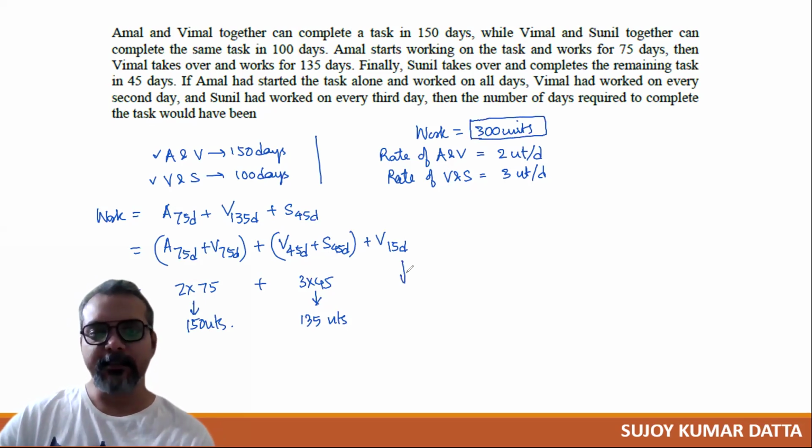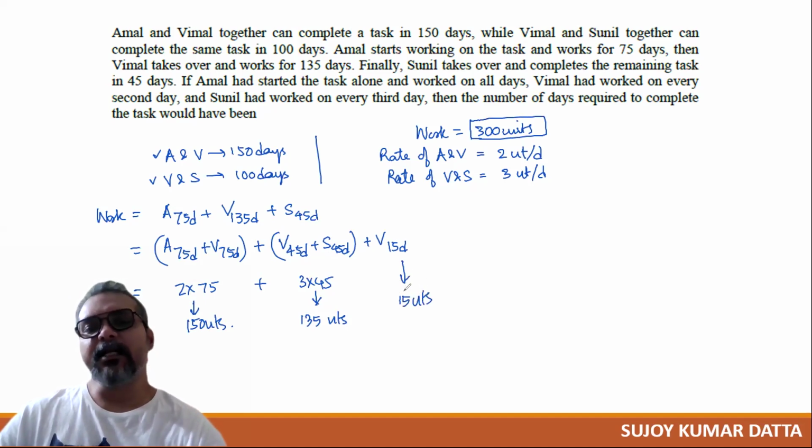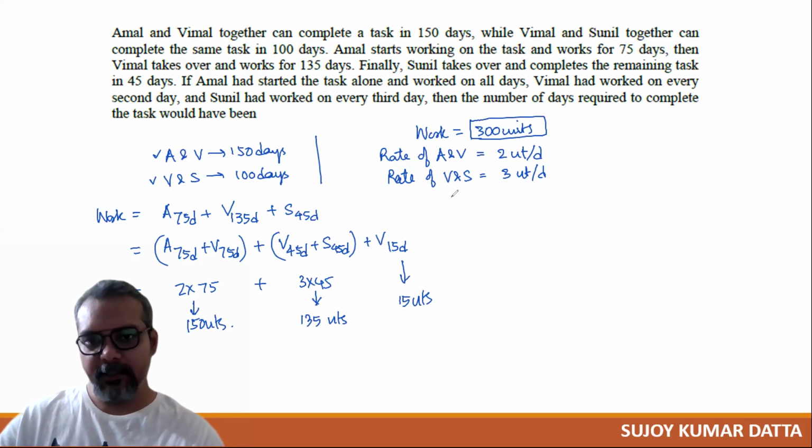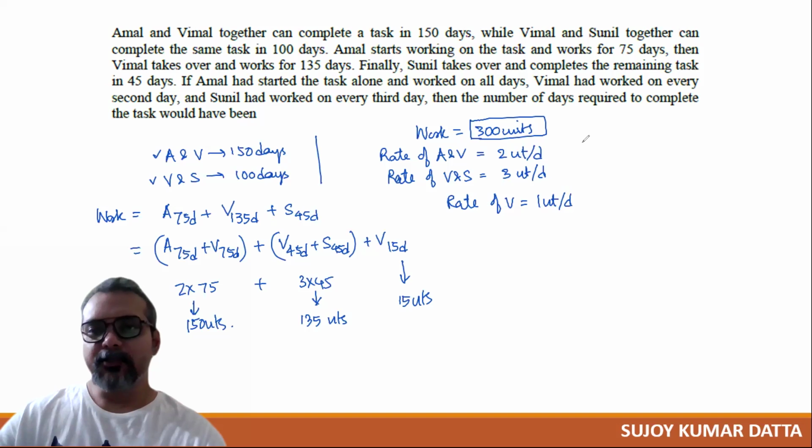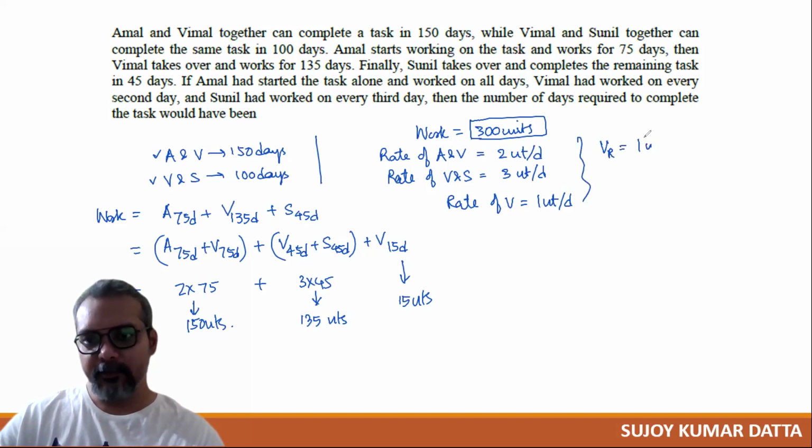So that means here, this fellow is working 15 units and is completing that in 15 days. So that means the rate of V is 1 unit per day. So from here now we can find out V's rate, we know 1 unit per day. A's rate will now become 2 minus 1, so 1 unit per day. And S will be 3 minus 1, 2 units per day.